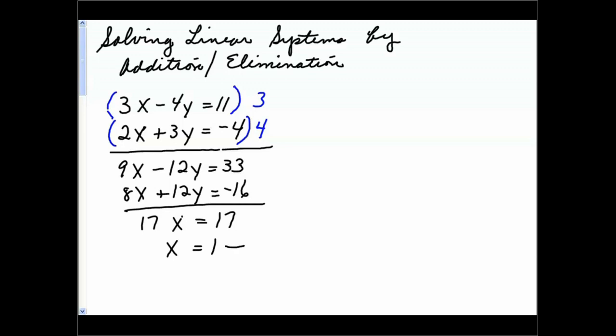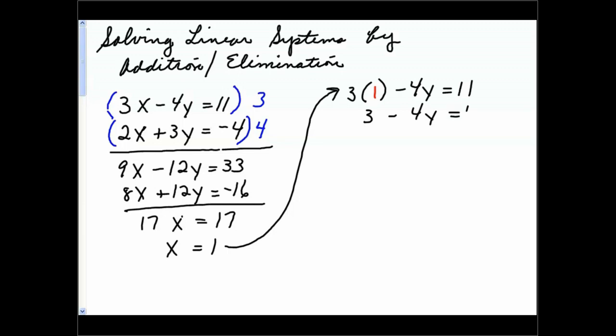Now if x equals 1, you can substitute that value of 1 for x into either equation. I'll pick the first equation. So we'll have 3 times 1 minus 4y equals 11. 3 minus 4y equals 11. Subtracting 3, negative 4y equals 8, and dividing by negative 4, y will equal negative 2. So the solution is the ordered pair 1, negative 2.